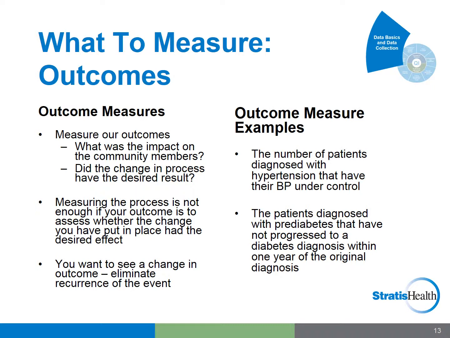Did the change in our process or processes have the desired result? When you want to see a change in outcome, eliminate the underlying recurrence of the event, which is the result of processes and systems that produce these undesired outcomes. Some outcome measure examples include the number of patients diagnosed with hypertension that have their blood pressure under control, readmission rates to hospitals, and facility-acquired infection rates.